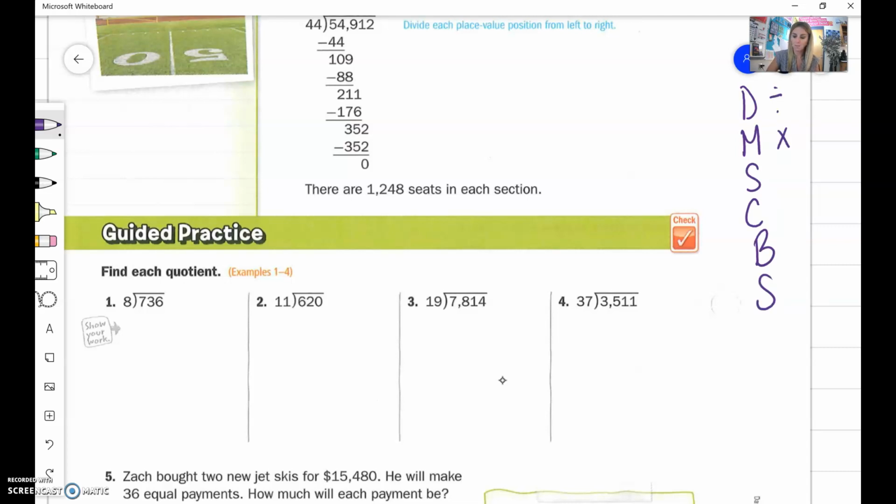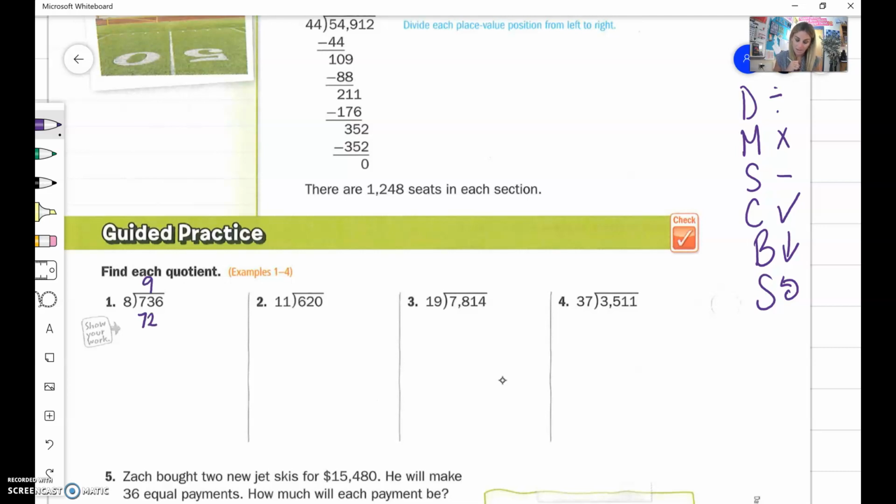Divide, multiply, subtract, check, bring down, start over. Okay, start over. Here we go. We're going to take 736 and divide it by 8. Okay, if I have 7, can I make a group of 8? Nope, I'm dividing first, so I cannot do that. 73. Well, I know that that goes in 9 times at least, which is 72.